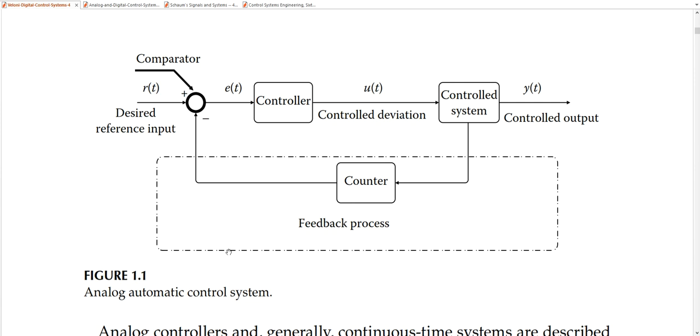This is an analog automatic control system. This is the basic feedback control system configuration. We have here an input, the desired input, then the desired output at the right side.